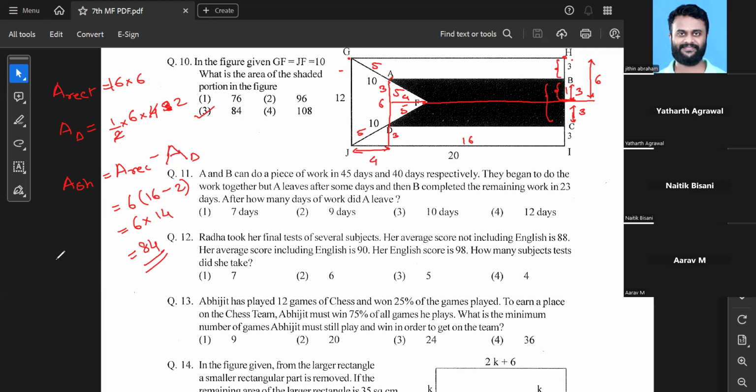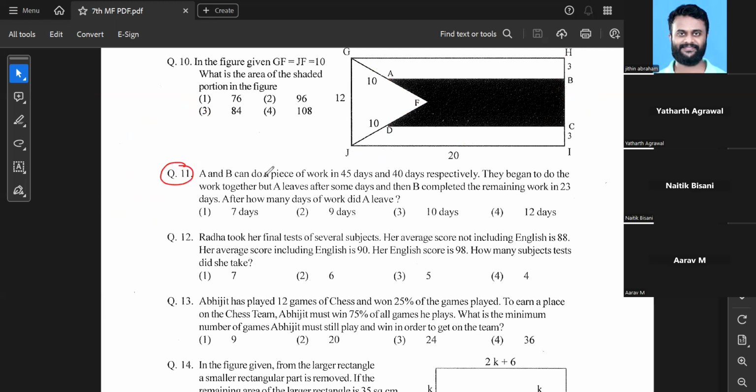Okay, let's proceed further. I'm going to erase this now. A and B can do a piece of work in 45 days and 40 days respectively. So the amount of work A is going to do in one day will be 1 by 45, and the amount of work B is going to do in one day will be 1 upon 40. They began to do the work together, but A leaves after some days. I'll say X. Then B completed the remaining work in 23 days. After how many days of work did A leave?